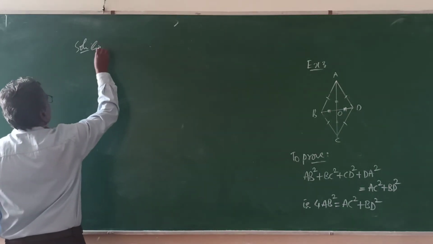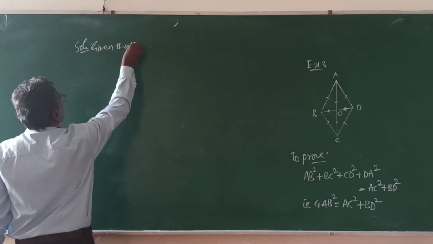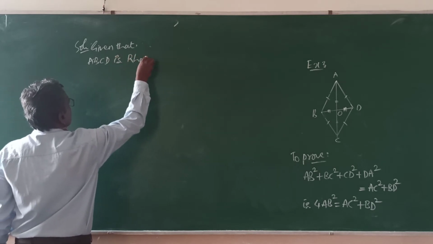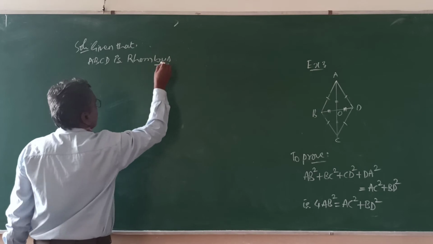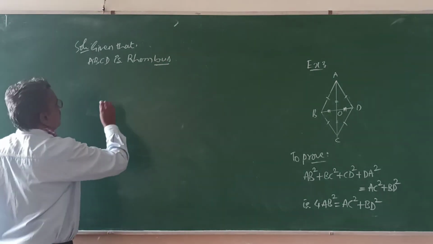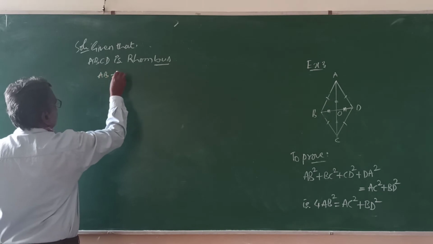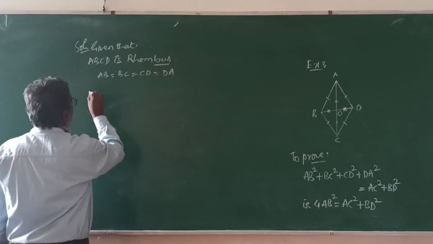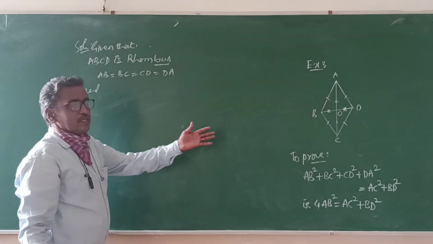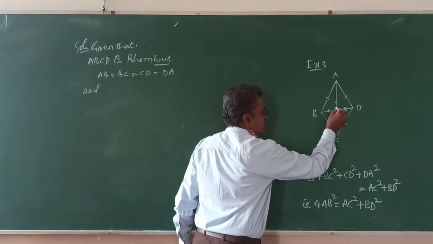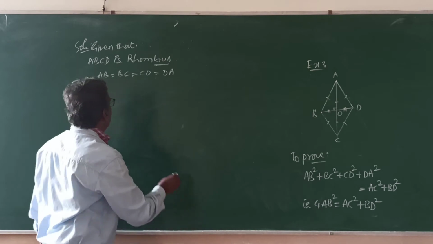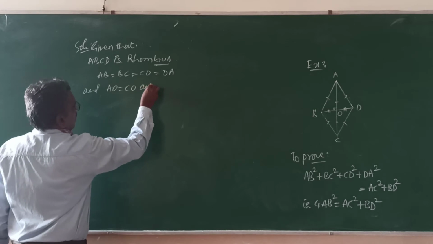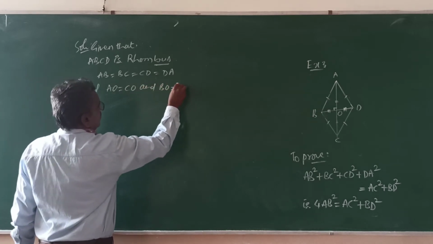Given that ABCD is a rhombus. That is AB is equal to BC is equal to CD is equal to DA, and diagonals are intersecting each other at right angles. So AO is equal to CO and BO is equal to DO, given.